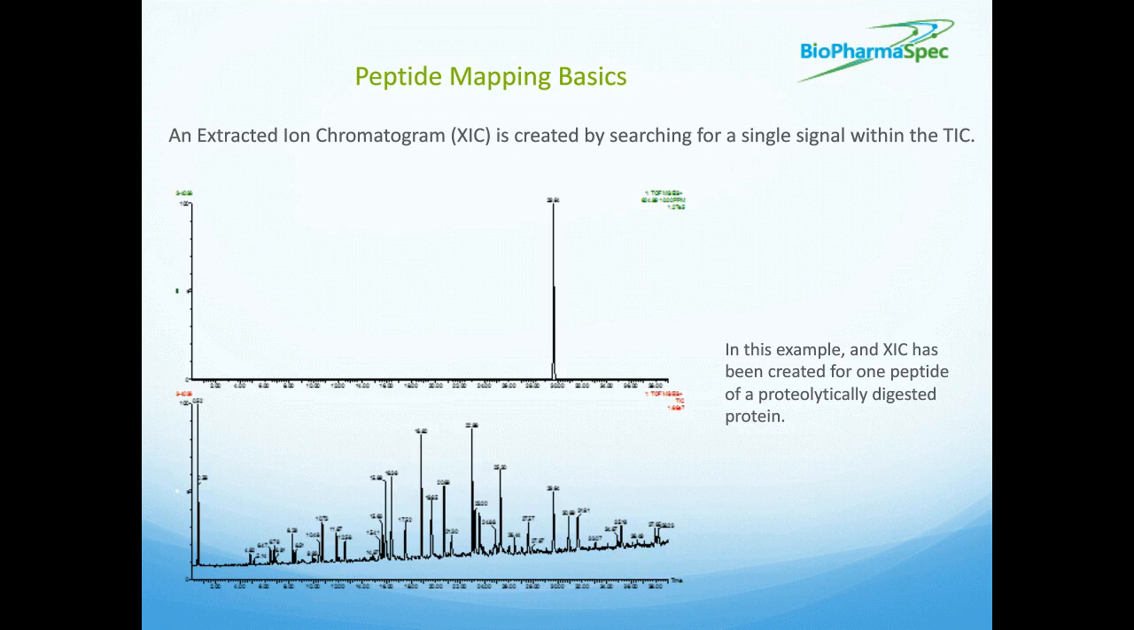So if we wanted to screen our total ion current for one specific mass, we would produce something called an extracted ion chromatogram. An extracted ion chromatogram is created by searching for one specific peptide with a known mass-to-charge ratio. In this case, we know that this is a known protein, and we know the enzyme we use to digest it. Therefore, we can determine the approximate size of all of the peptides present in the sample. So when we search for one specific peptide, we call this an extracted ion chromatogram, which is the top figure you see here.